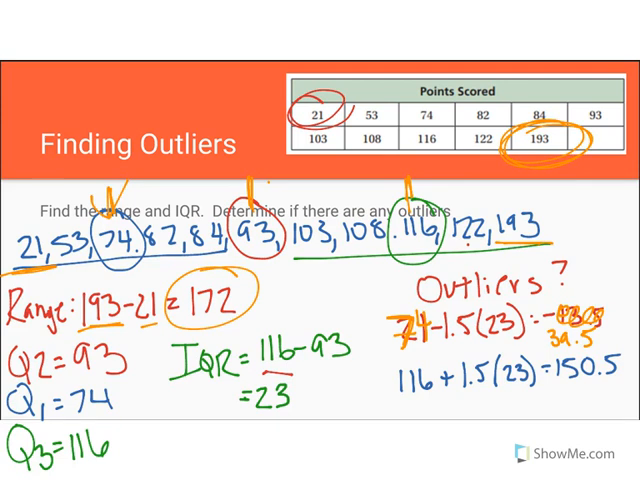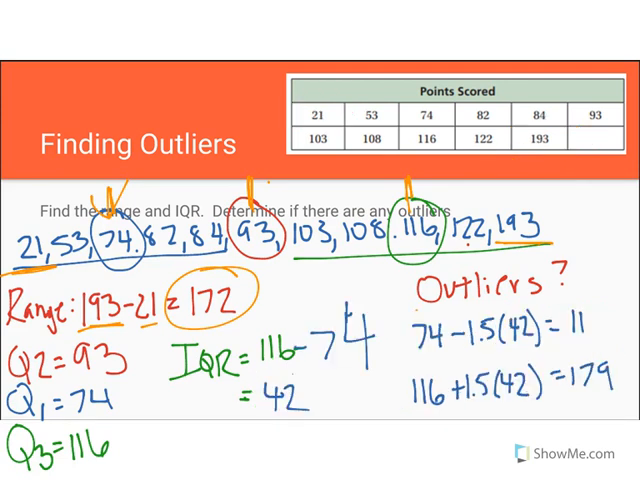I'm sorry, I made a mistake here, guys. Okay, guys, I apologize for that. I just grabbed the wrong number from my list over here. So, to find the IQR, we take our Q3 minus our Q1, which is 74. 116 minus 74 gives us 42.